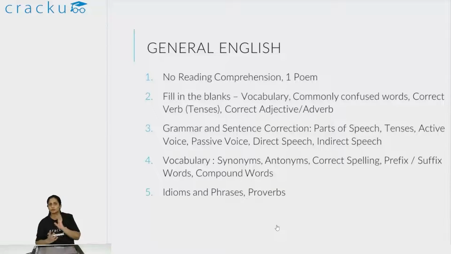So the most common type of question that is asked is fill in the blanks, and fill in the blanks is a test of vocabulary also, which is the right word to fit there. And it is a test of your grammar skills also. So you have to identify what would be the correct tense of the word to fit in a particular sentence. You would have to identify what would be the correct adjective or adverb for that particular blank. You would have to identify which of the two commonly confused words actually fits in the blank. All of those kind of things come in fill in the blanks. So it's both a test of vocabulary and grammar and sentence correction.